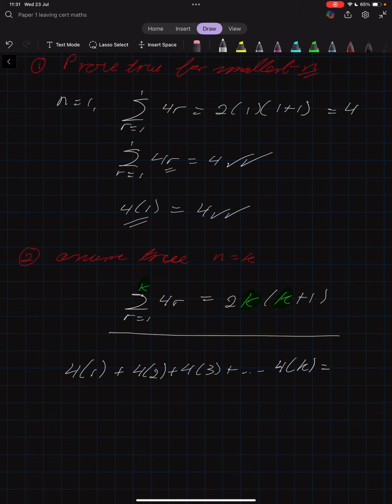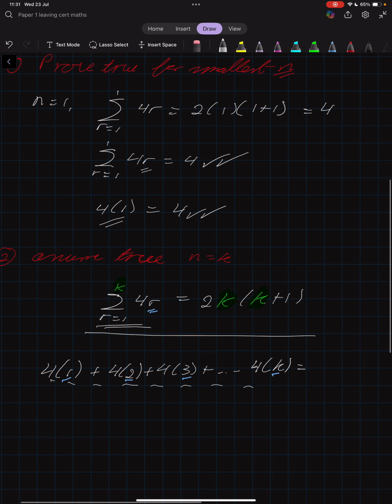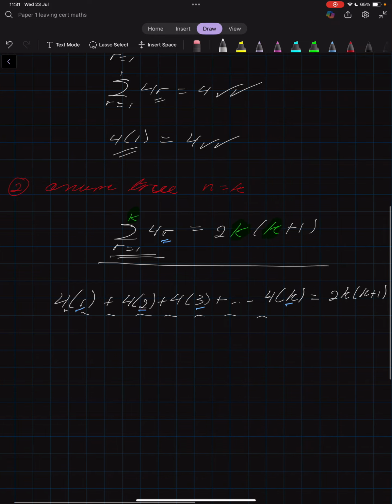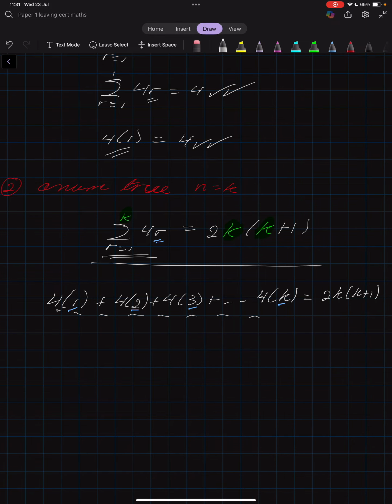Okay? So this is what this thing is. It's just adding up all these different things where you're plugging in different numbers here and adding them all up. And I'm assuming that this is equal to 2k into k plus 1. So this is the thing that I'm assuming is true. So I'm taking that this is true. So assume this thing is correct. All right?